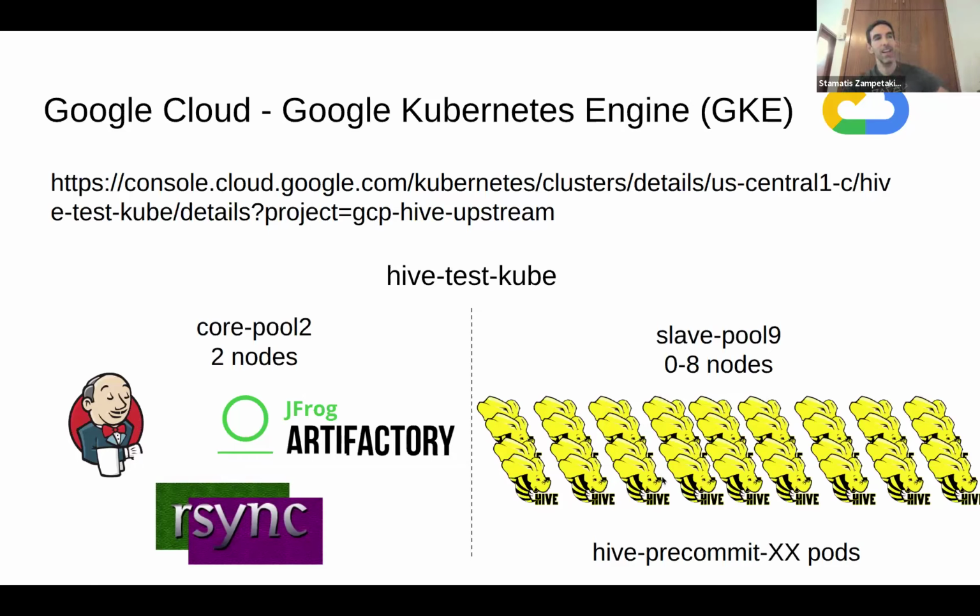So when the pre-commit jobs are not running, this pool is 0, so nothing is visible there. If we want to run all these things that we've seen in the Hive pre-commit job, every step, every task, we need to have available nodes here in the slave pool.